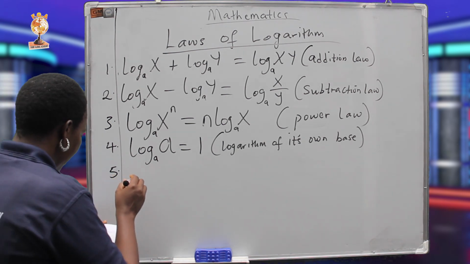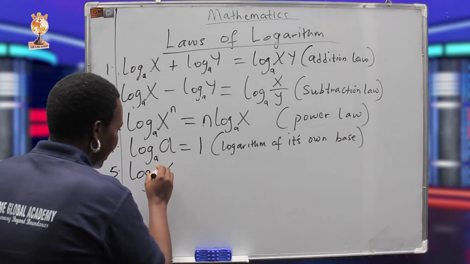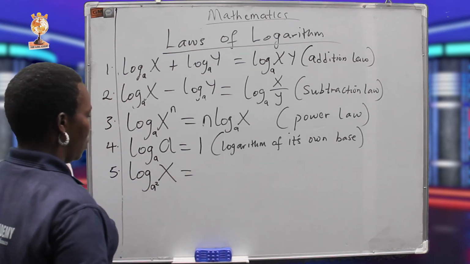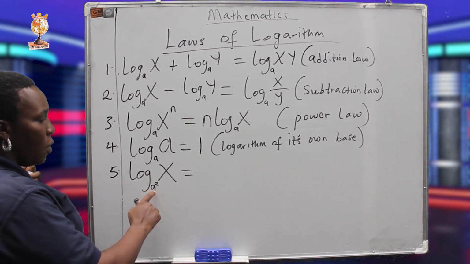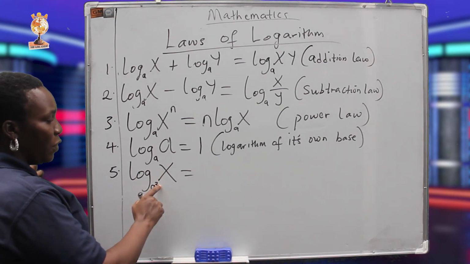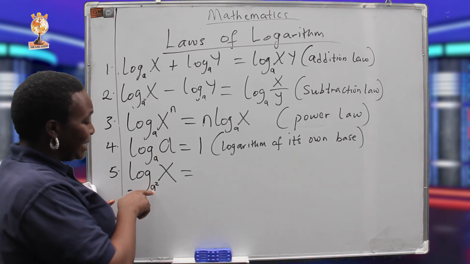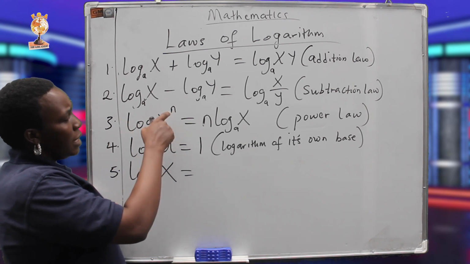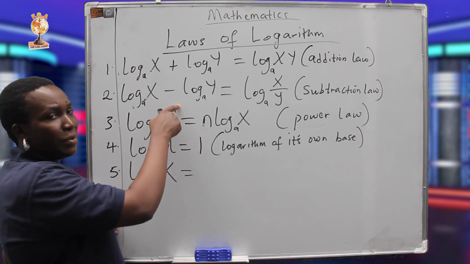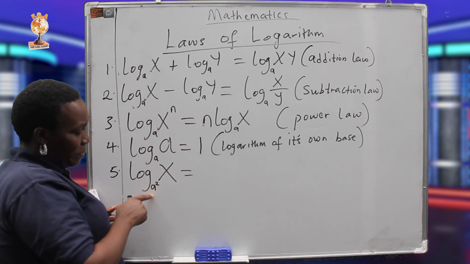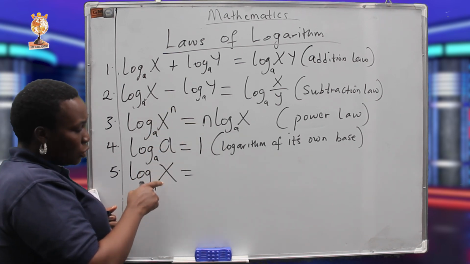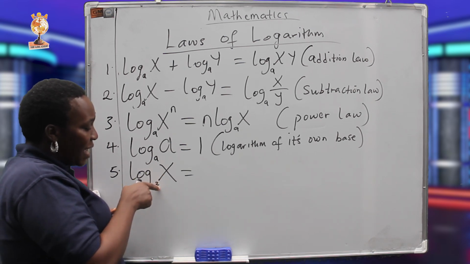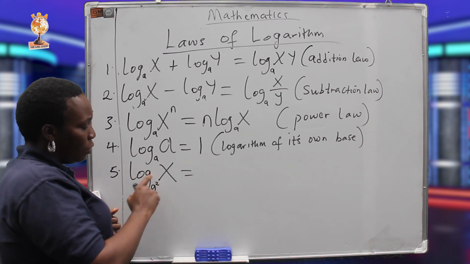Law number 5 says log x base a raised to the power of 2 is equal to, okay, now this is logarithm of x base a raised to the power of 2. Now if you check very well, it is the base that is carrying the power. In law number 3, it was the log that was carrying the power. But here it is the base that is carrying the power. So if it is the base that is carrying your power, the answer will be the inverse of this power multiplied by the logarithm itself.